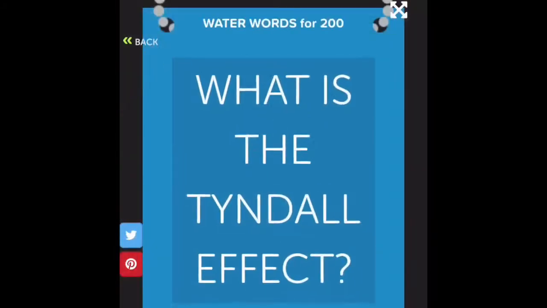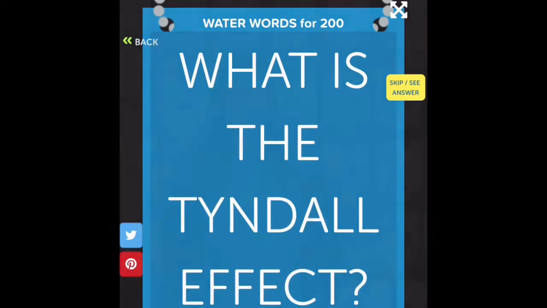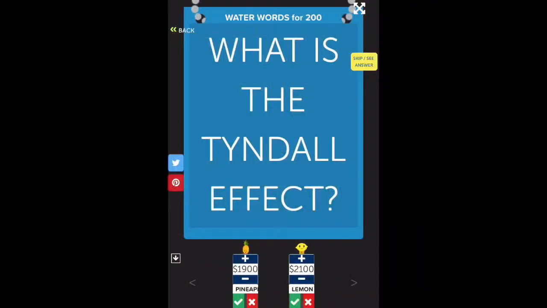Water words 200. What is the Tyndall effect? The Tyndall effect is the visible path of light produced by the scattering action of the particles in a colloidal solution on a beam of light passed through it. That is amazing, Riley.